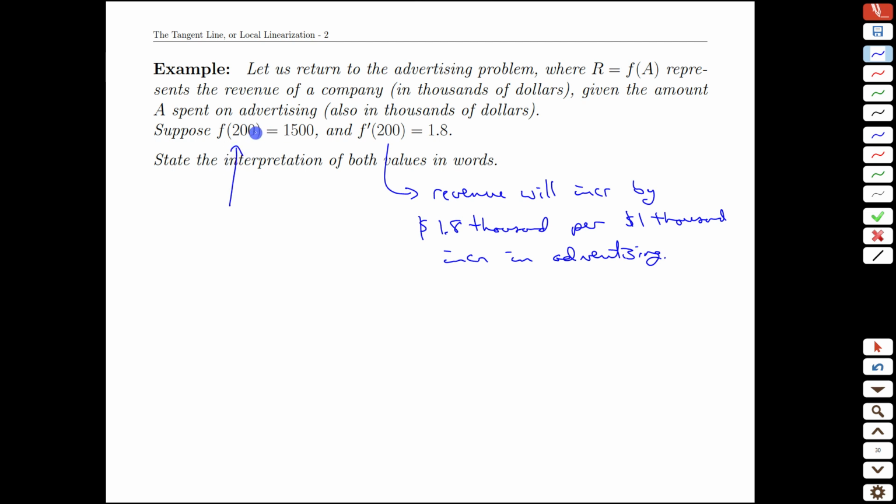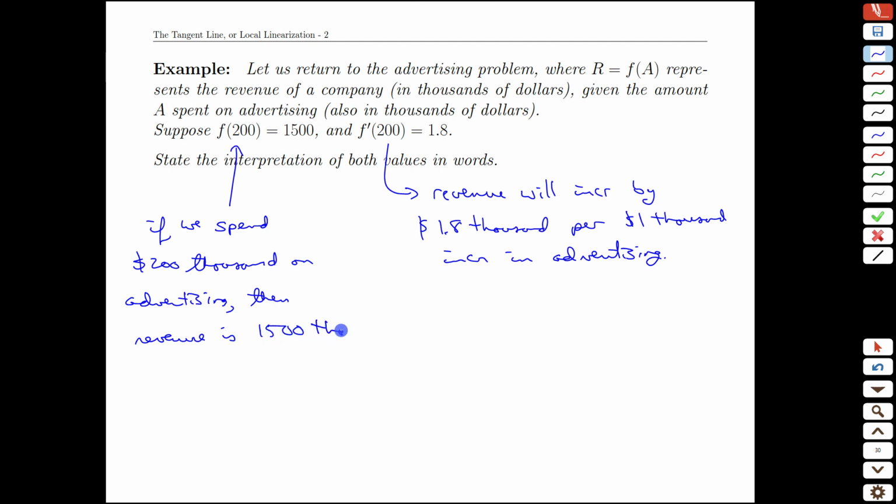This other statement is much more clear-cut. This is if we spend $200,000 on advertising, then revenue is the output $1,500,000, or if you like, 1.5 million. So that's interpreting the statements that were given.